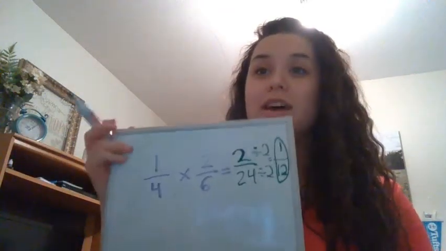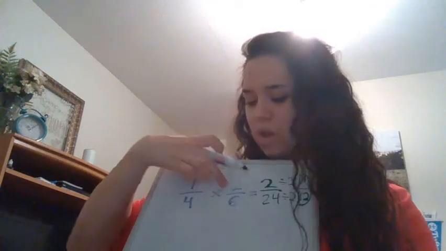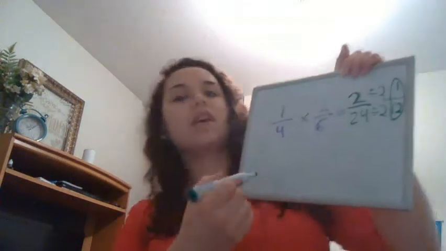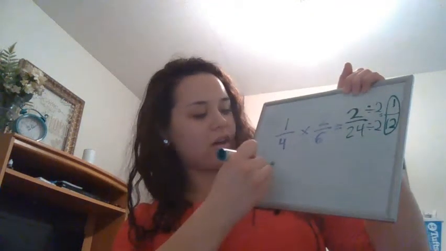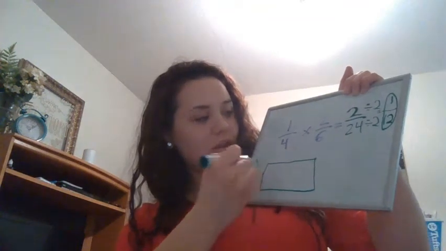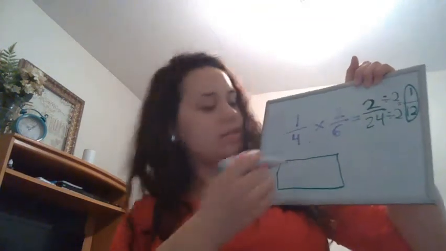Okay, so now I'm going to show you a model of this, how we know that when I multiply across, it's going to get me the correct answer. So first I'm going to draw 1/4. I'm going to just draw it kind of like a tape diagram. So I've got my big block, and I'm going to break it into 4 pieces.